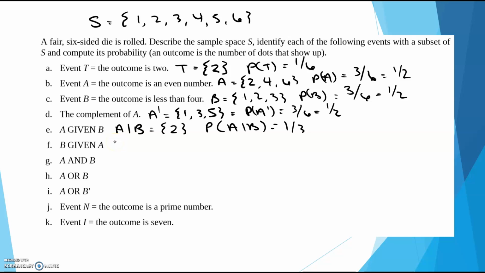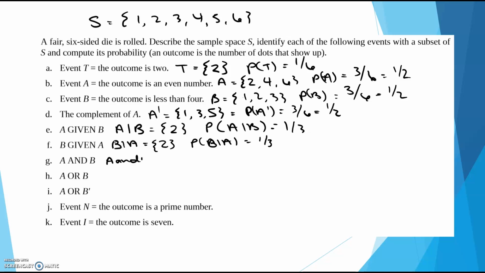All right, B given A. So first thing that has to happen is A. So I need to come up to A where you have 2, 4, and 6 here at part B. Within the 2, 4, or 6, event B says the outcome is less than 4. Okay, so within 2, 4, and 6, how many numbers are less than 4? And that's just the 2. So the probability of B given A would be 1/3.